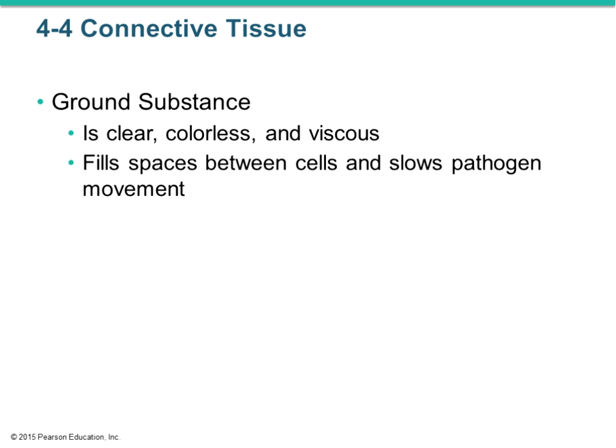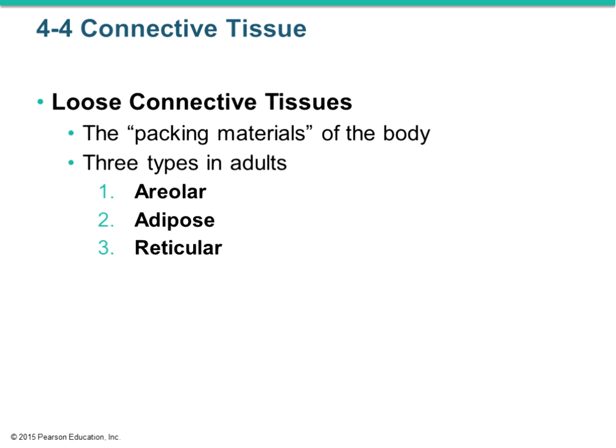And then finally, you have a varied cell population of these three different types of fibers, and then finally you have a ground substance, sort of a background matrix, clear, somewhat colorless, which also has a certain amount of viscosity, which makes it a little sticky and helps slow pathogen movement, and these fill the spaces between cells and protect them that way.